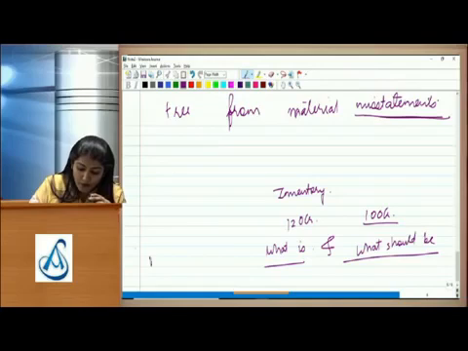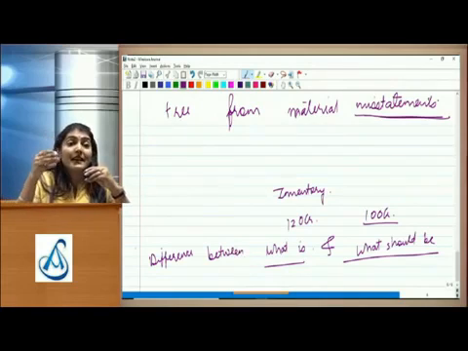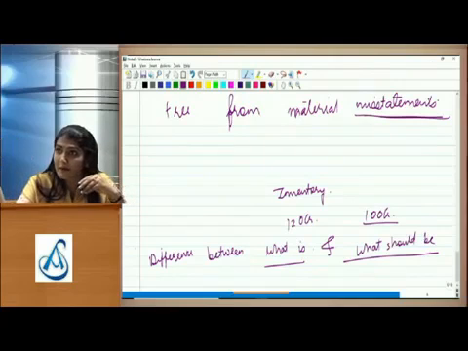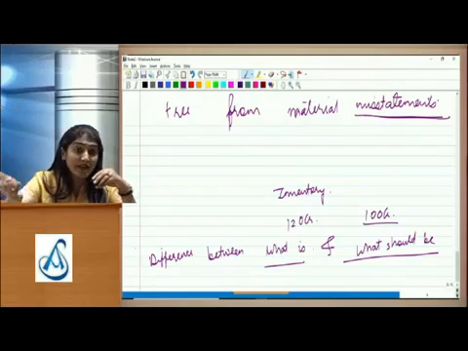So what is the formula for misstatement? The difference between what is and what should be. Okay, what if related party disclosures are not given? Ind AS 24, related party transaction disclosures not given. What is? What should be? Disclosure should have been given. The difference between the two is a misstatement.